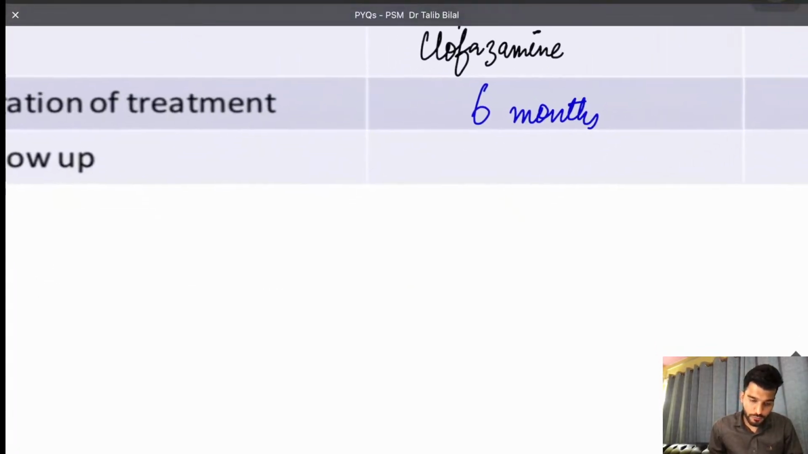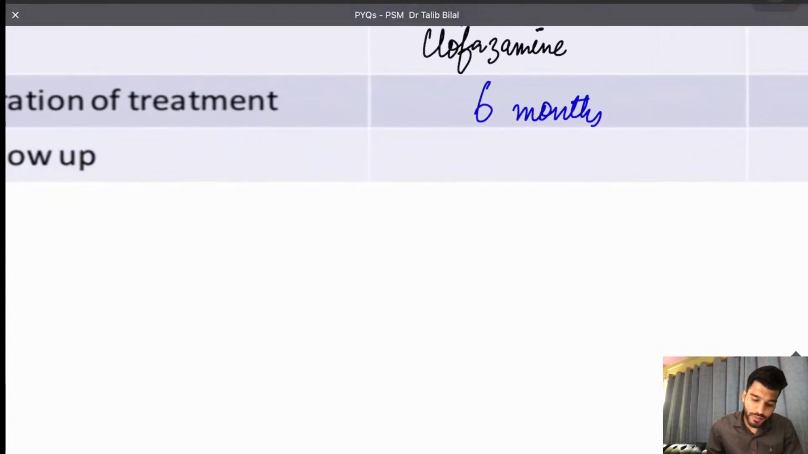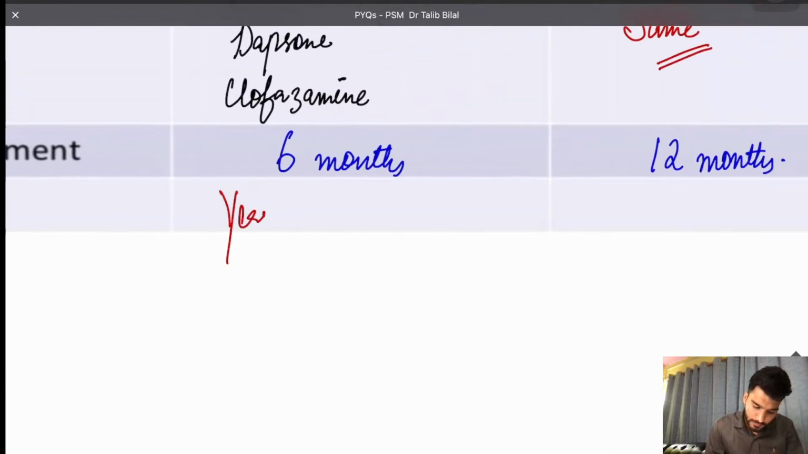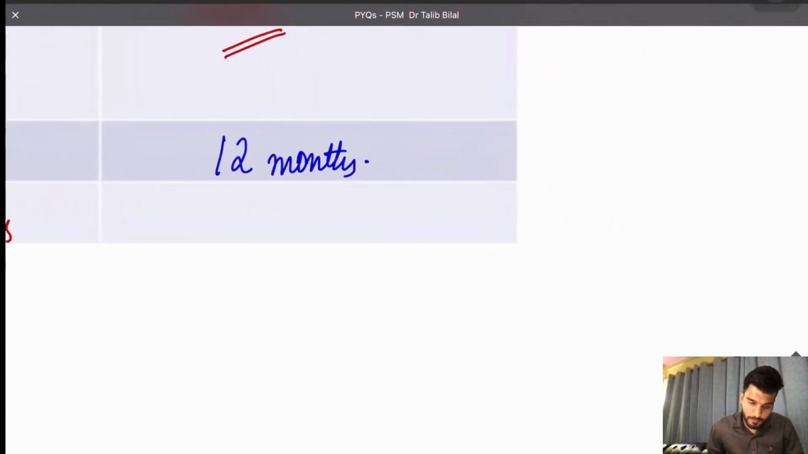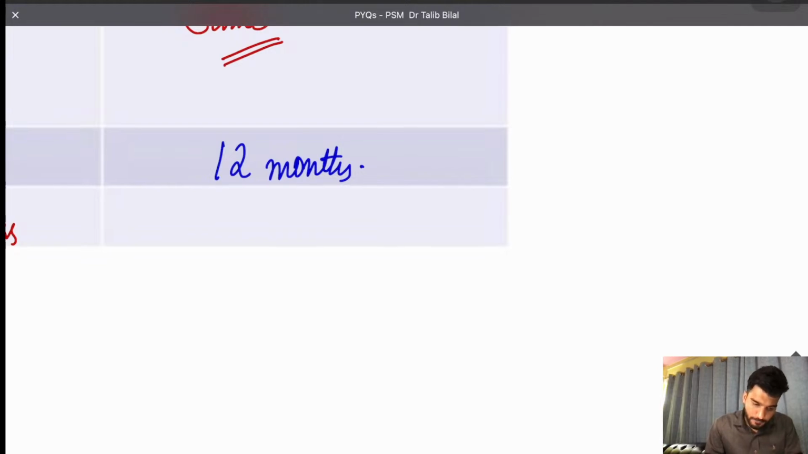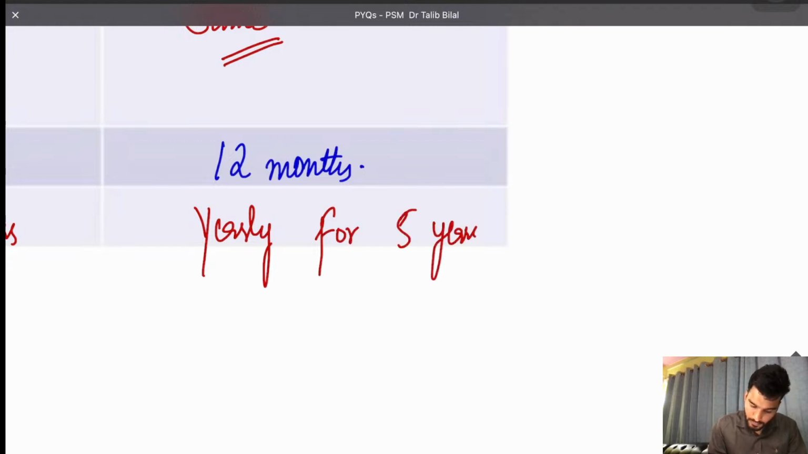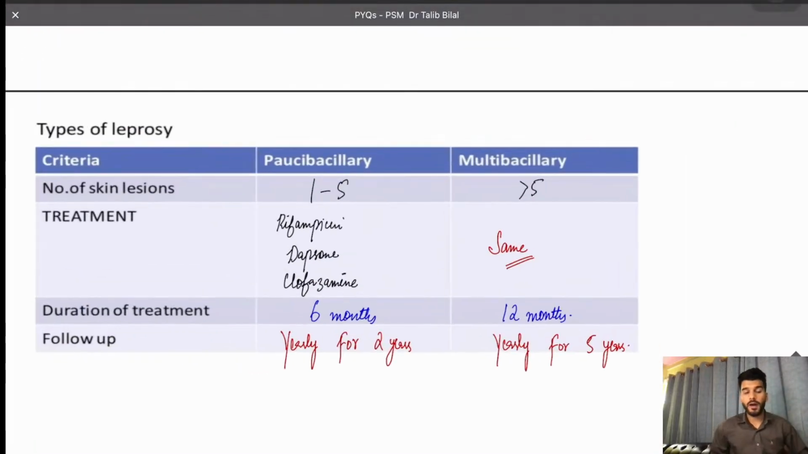If I talk about follow-up, my dear students, we have follow-up yearly for 2 years in paucibacillary, and follow-up yearly for 5 years in case of multibacillary. So that's about the types of leprosy.